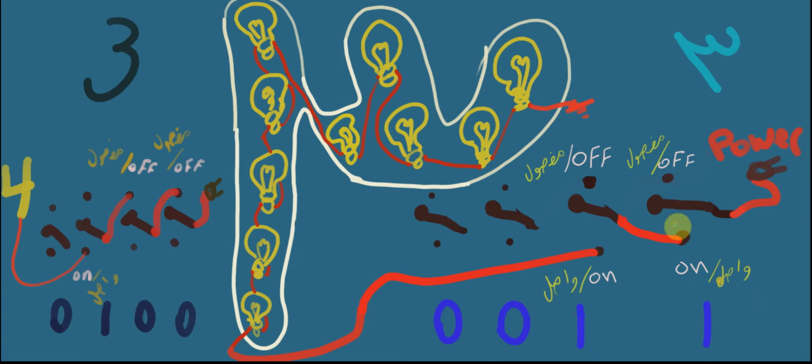So if you move this on to this contact here, it will touch. So power will go from here through there and here. You see, if I touch this contact now, I move it to the on position, it will touch this. Then power will flow out to this switch.